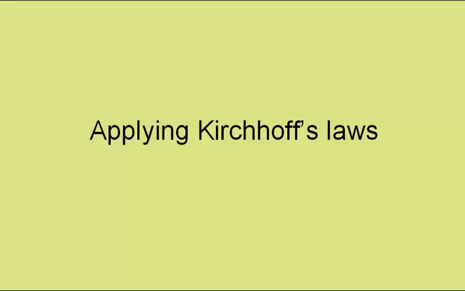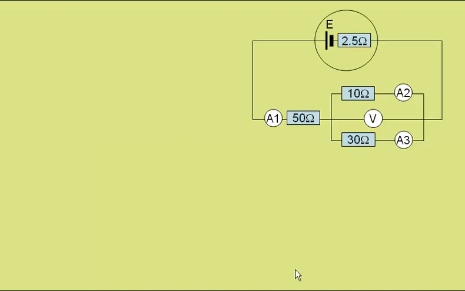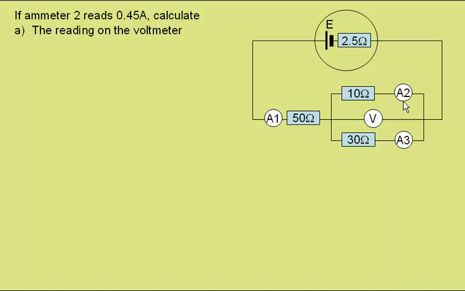Applying Kirchhoff's laws. Here we have a circuit involving a cell of EMF E and internal resistance 2.5 ohms. It's in series with a 50 ohm resistor and a 10 and 30 ohm resistor in parallel. We have a voltmeter across the parallel part of the circuit, and we have ammeters here, here and here. We're told ammeter 2, this one, reads 0.45 amps, and asked to calculate for A the reading on the voltmeter.